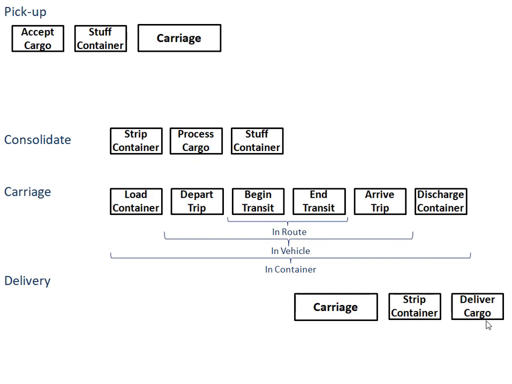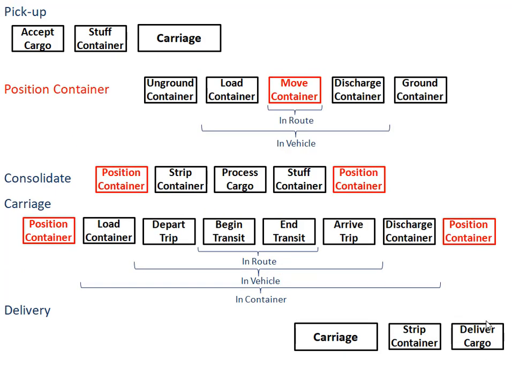So I go back to my basic process functions that I had earlier. I need to amend this now to represent what's really happening in terms of my overall functions. So I'm going to add the positioning of the container to all these different process steps. And I've got a new overall process for doing that positioning, where I ground the container in my yard. Later I load it on, say, a truck. I move it, I discharge it somewhere else, and then I ground it again.